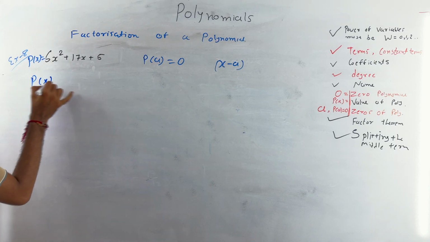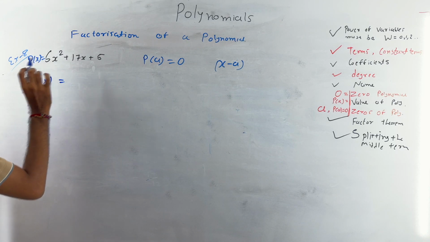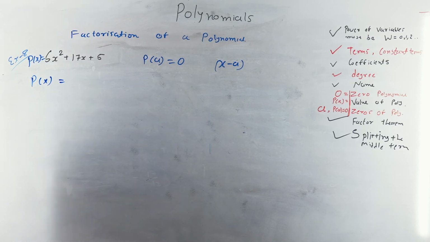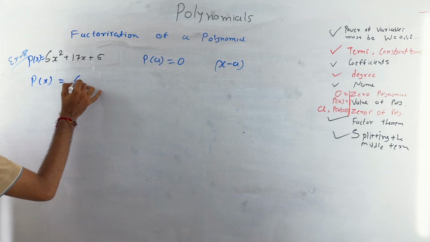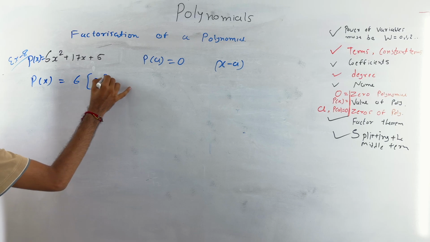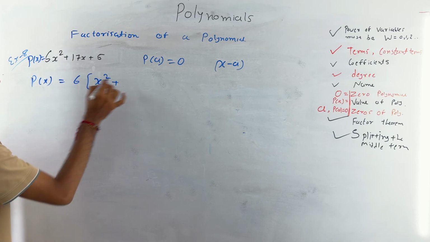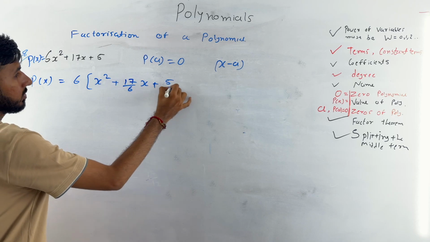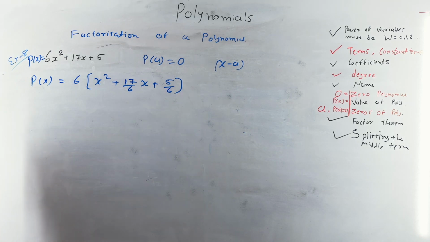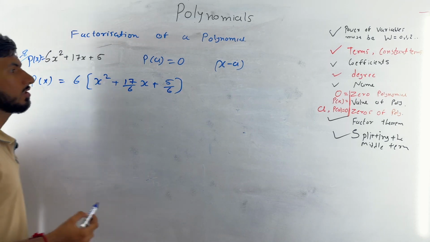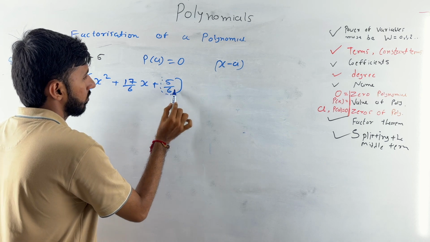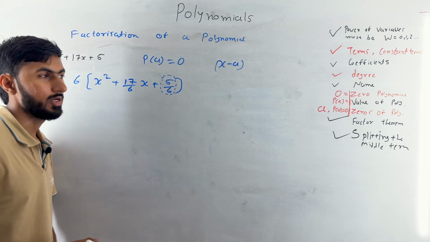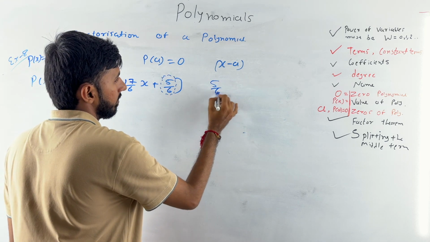If I do a simplification such that the coefficient of x square will be 1, right? To do that, I have to take 6 common. So I can write x square here. Here I don't have 6, so I have to write 17 by 6 x. Here I don't have 6, so I have to write 5 by 6, right? It is very easy. Now, to use factor theorem, you have to focus on the constant term, that is 5 by 6. Right? Factors of 5 by 6.